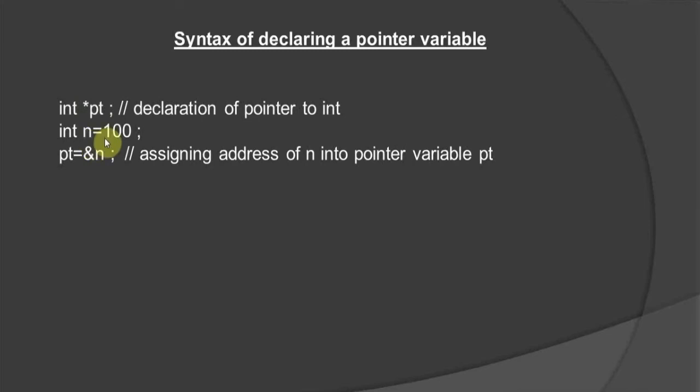In the next statement, I have declared and initialized a simple integer variable called n. Then in the following statement, I have written pt is equal to ampersand n. Now when I have declared n and assigned it a value, of course, because it has been declared, it will occupy some space in the memory, and that space in the memory will have some unique memory address, right? So when I write pt is equal to ampersand n, the address of n is stored into pt.